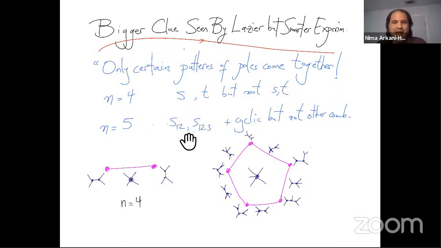For 5-particle scattering, you can have poles when S12 goes to 0 or S123 goes to 0. These are the sum of the momenta, (P1 + P2) squared or (P1 + P2 + P3) squared, and the cyclic rotations of this, but not any other combinations. So there's an interesting pattern to which poles are allowed to come together.